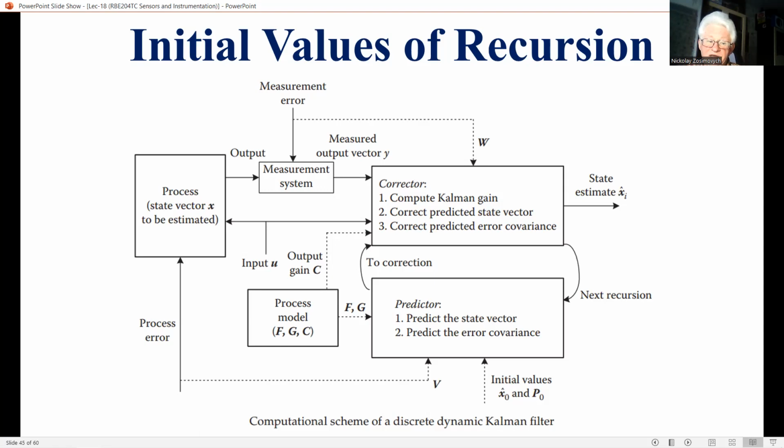Compare with these figures for a static Kalman filter, which has only the corrective stage. The matrix K sub i is called the Kalman gain. And you should note the similarity of the expression of the matrix to the scalar expression of the static Kalman filter.